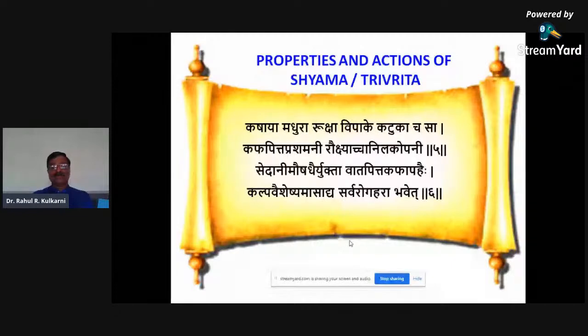Kalpa Vishesha Sadhyaha Sarvarogahara Bhavet. Based on different Vishesha Kalpas, this Shama Trivrut becomes effective in all types of disorders. That is Sarvarogahara Bhavet Kalpa Vaisheshu. With different types of Kalpa preparation, this Shama or Trivrut will help to relieve all the diseases and is Tridosha Shamaka. That makes it one of the best Virechaka Dravyas for utility.